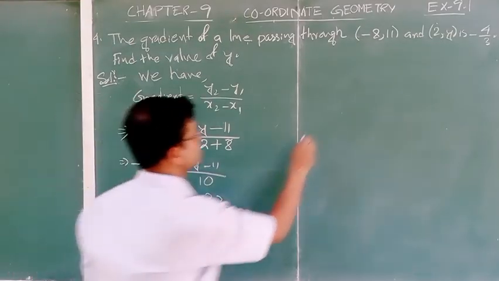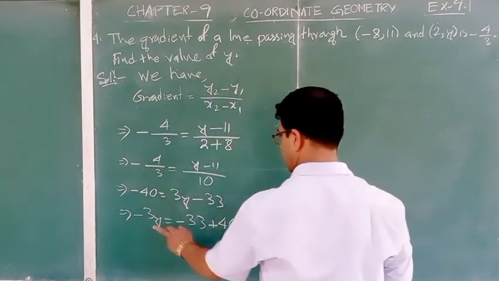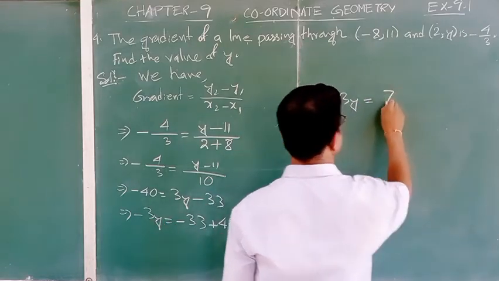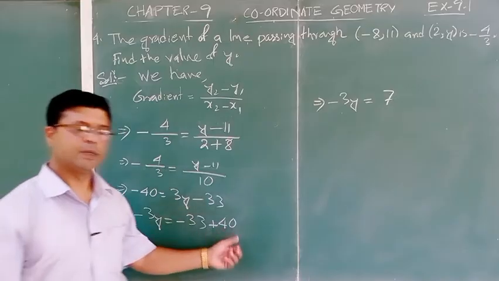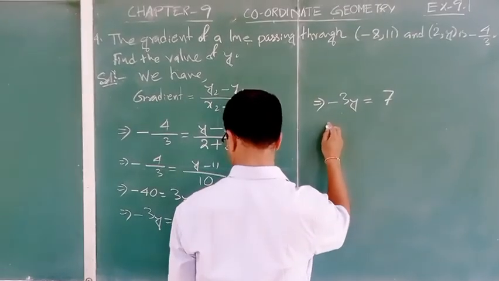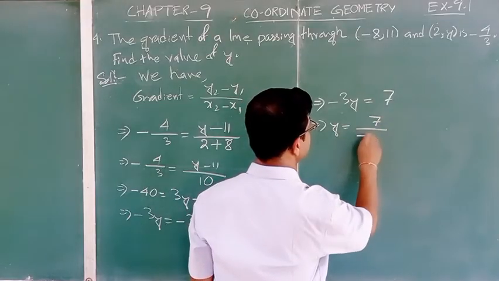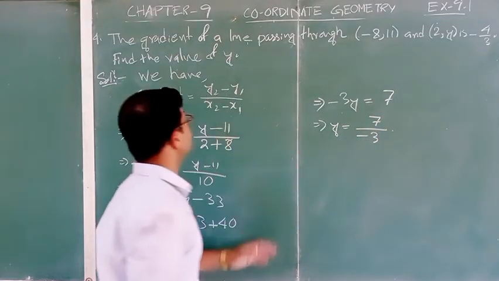Got it? Let us do here. And now space is there. Minus 3y is equal to, this is how much? 7. Minus 33 plus 40 is 7. Correct? Okay. So y is how much? We have obtained that y is 7 by minus 3. Thus we have found the value of y.